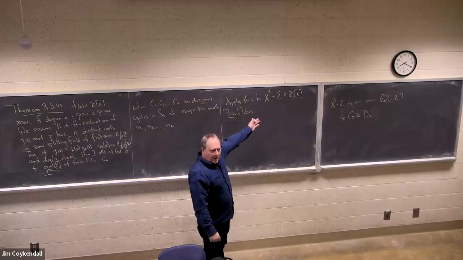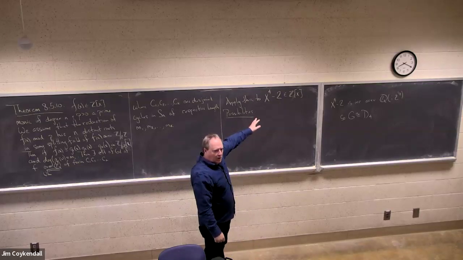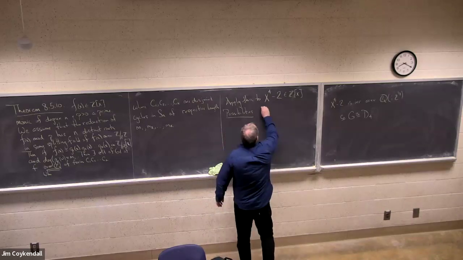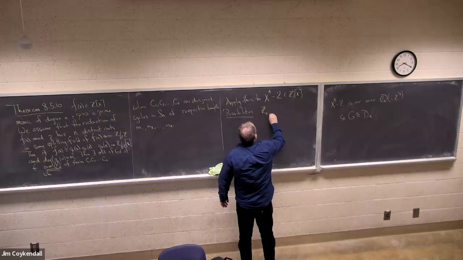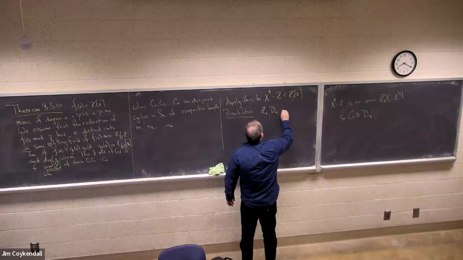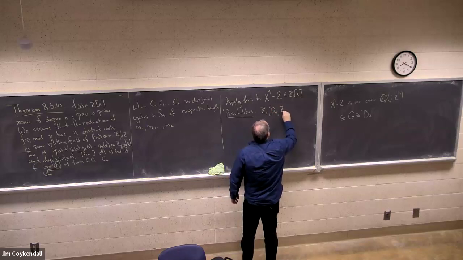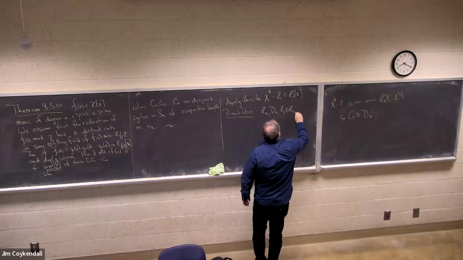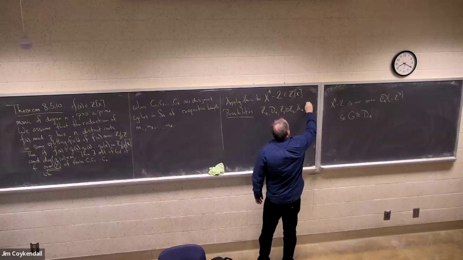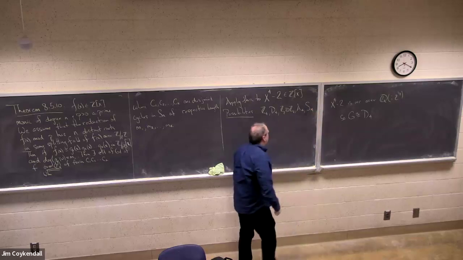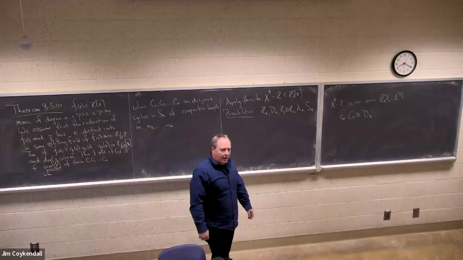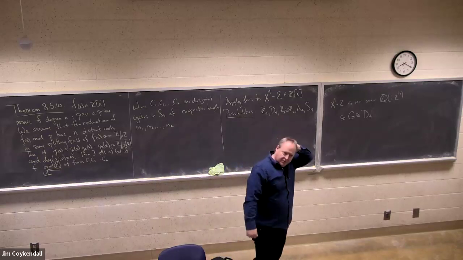This is an irreducible polynomial, degree 4 over the rationals. So its Galois group has to be a transitive subgroup of S4. There are possibilities. Okay, so let's reduce this.